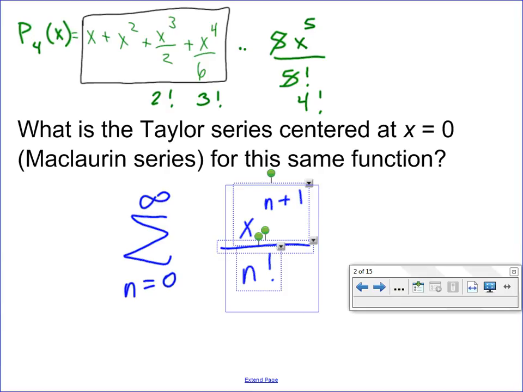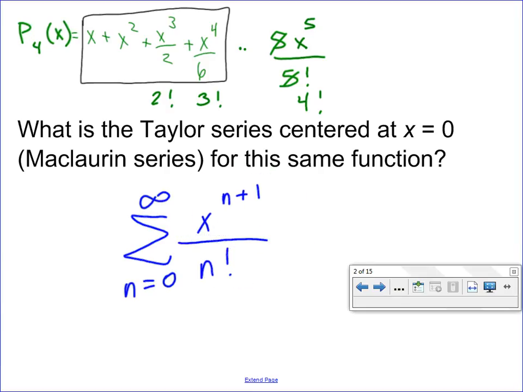So it looks like this is the series representation called the Taylor series. And if it's centered at x equals 0, then it's called the Maclaurin series.